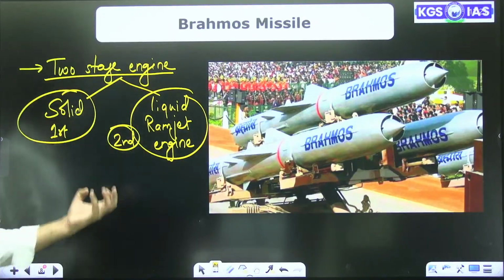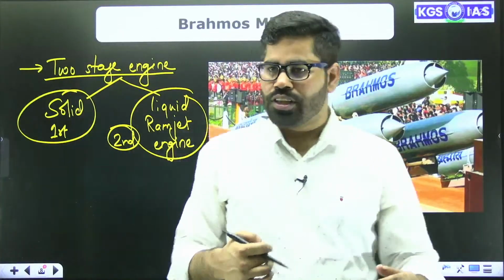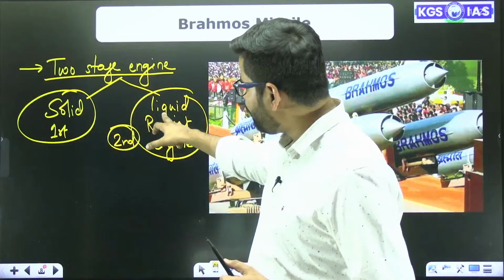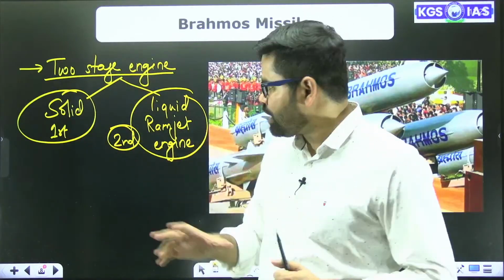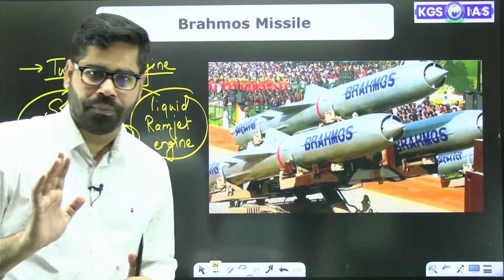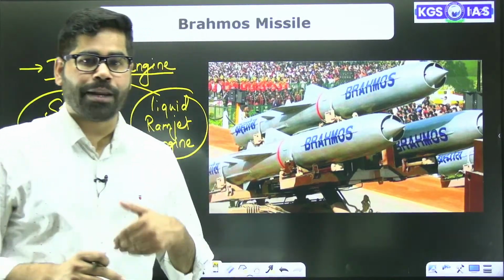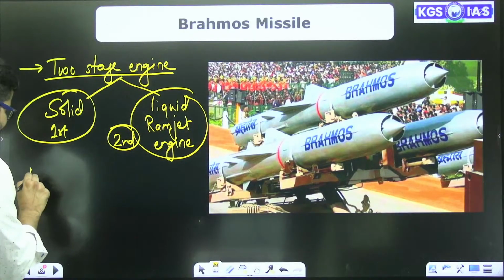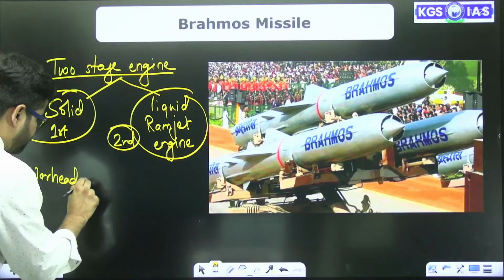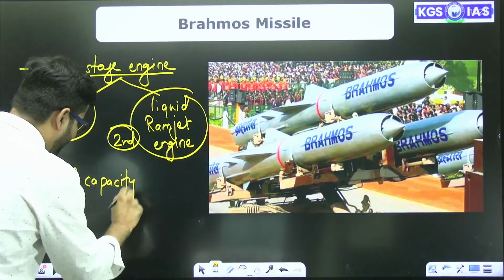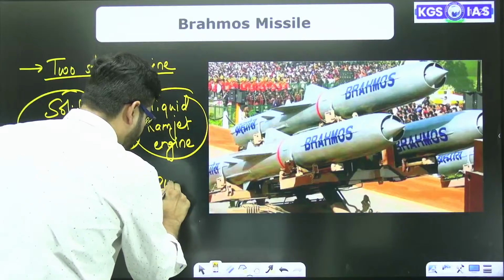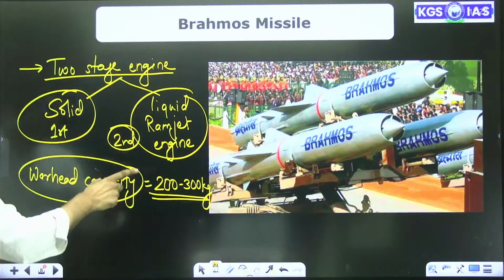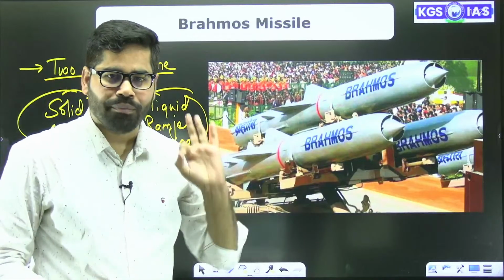When this missile is launched, first it is launched using the solid propulsion, and then its speed is maintained by the ramjet. So this is one part, what type of engine is there in the Brahmos missile. Now, how much warhead capacity? It can be 200 to 300 kg of warhead that can be delivered using the Brahmos missile.